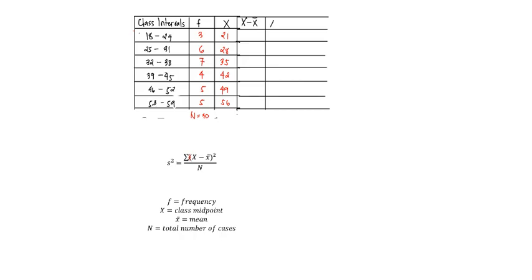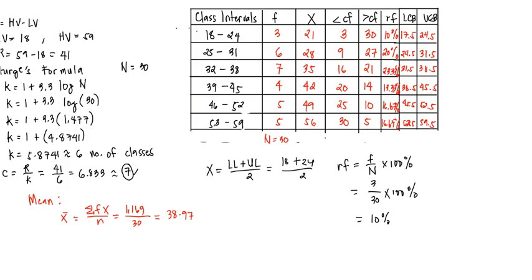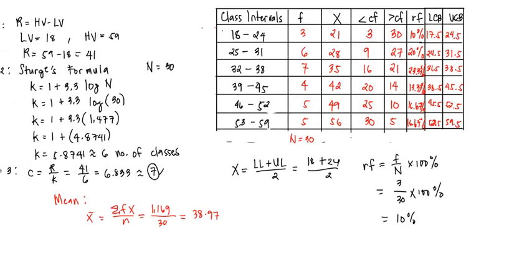So let's do x minus x bar squared here, and then f times x minus x bar squared. Okay, let's do x minus x bar. But as you can see, we needed the mean here. So if you want to use this formula, you have to make sure that you have the mean available at hand. So basically, you have to calculate for it if you don't have it.